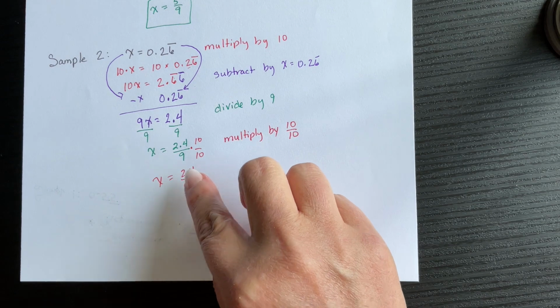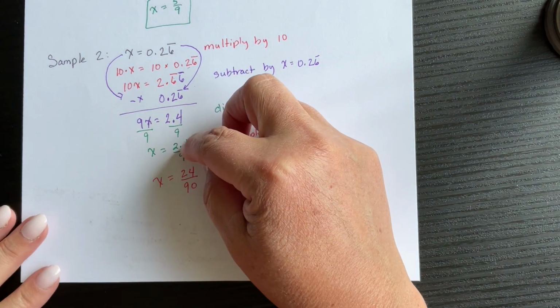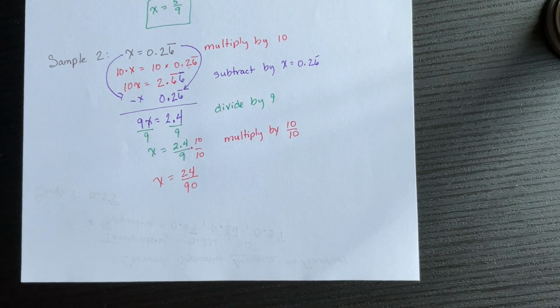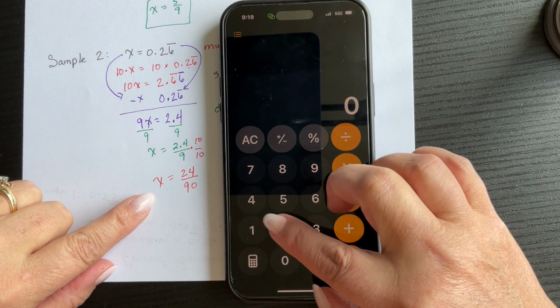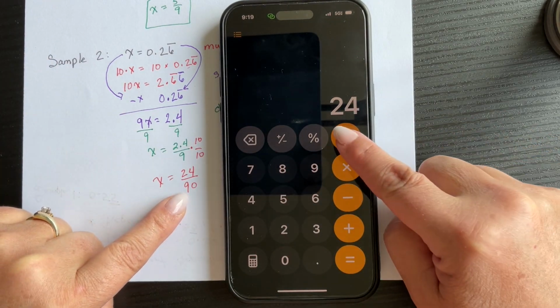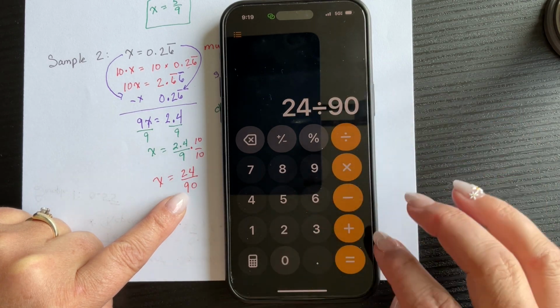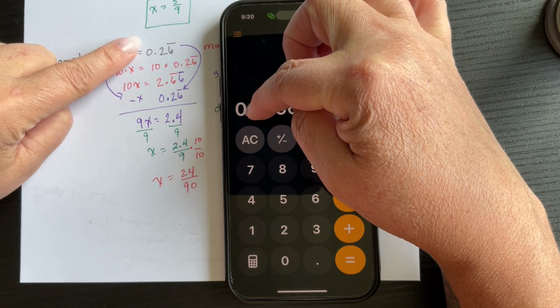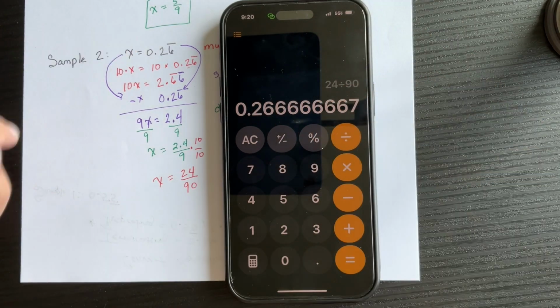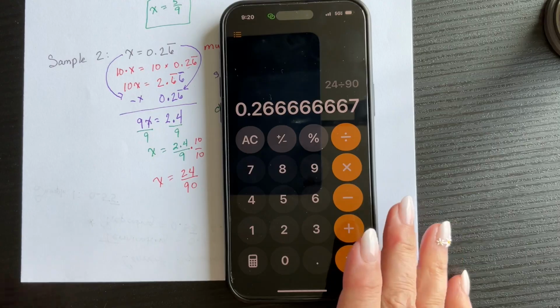So this is more proper. This isn't wrong. It's just not proper. So let's go ahead and get our calculators. We'll clear them out. And let's see if our 24 divided by 90 does equal 0.2666666. So we know we're correct. We checked it.